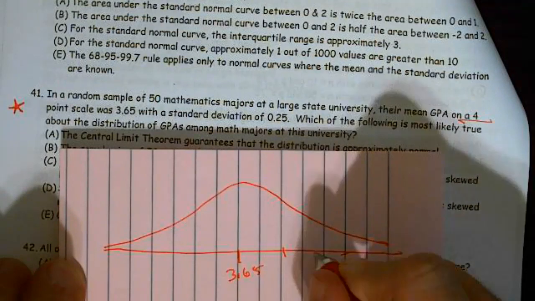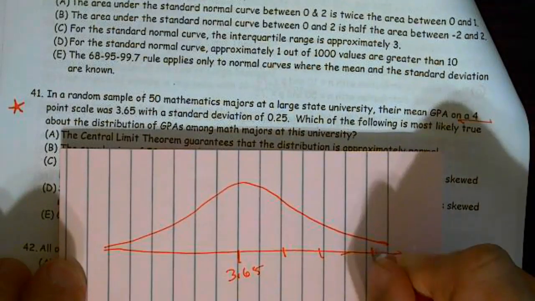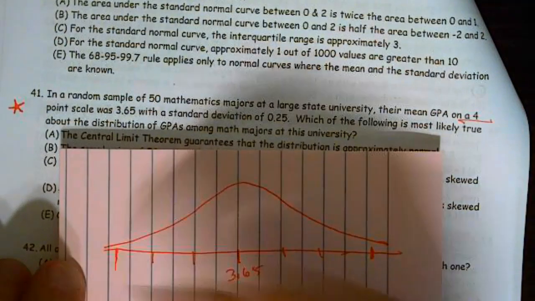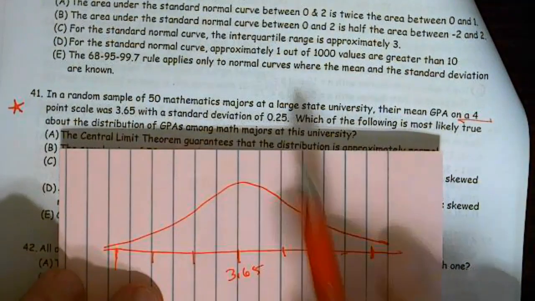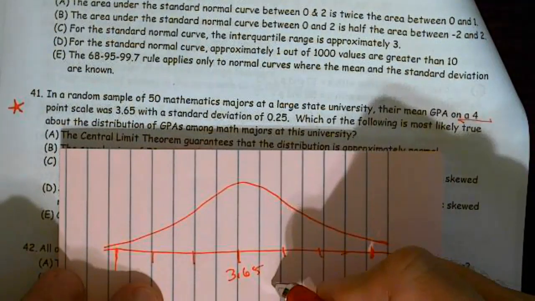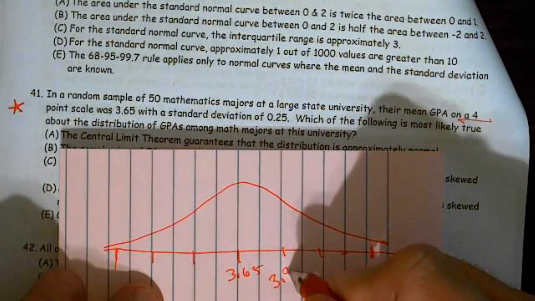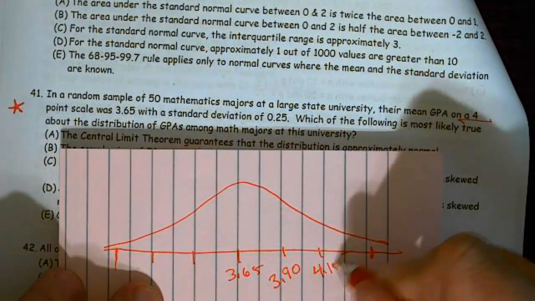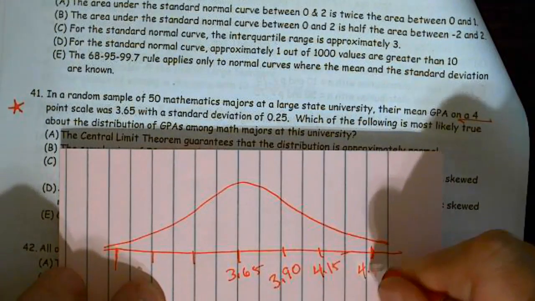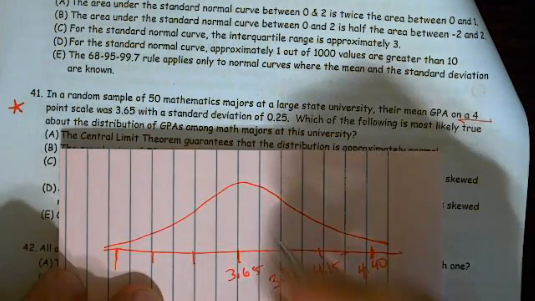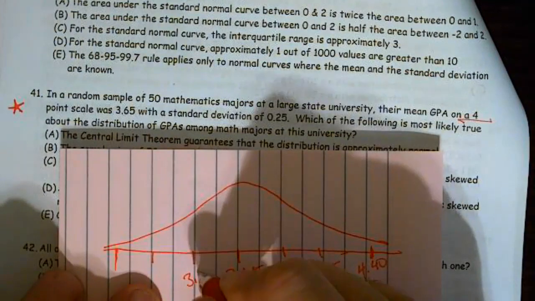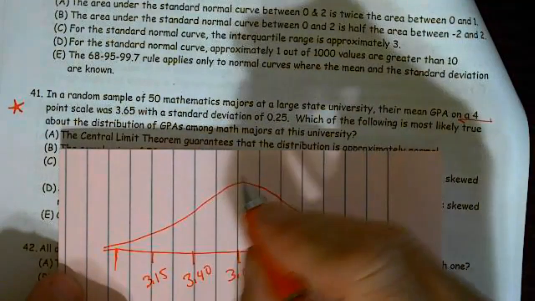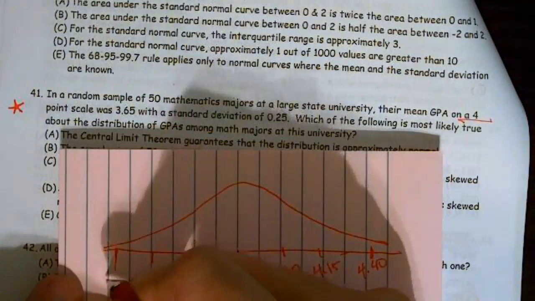So 1, 2, 3 standard deviations above, 1, 2, 3 standard deviations below, and we have 0.25. So this makes this 3.90, this makes this 4.15, and this is 4.40. Going the other way, we're subtracting. This is going to be 3.4, this is going to be 3.15, and if I did my math correctly, which I probably didn't, this is going to be 2.90.